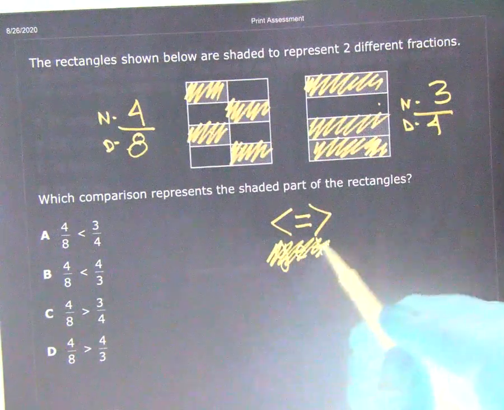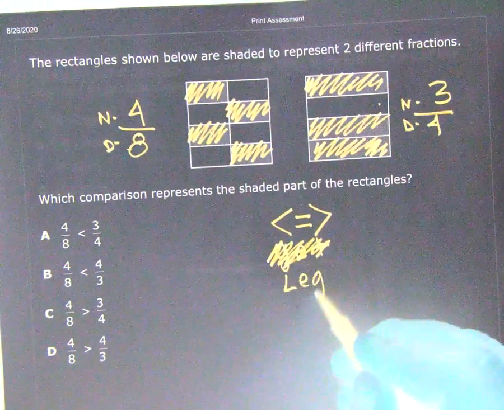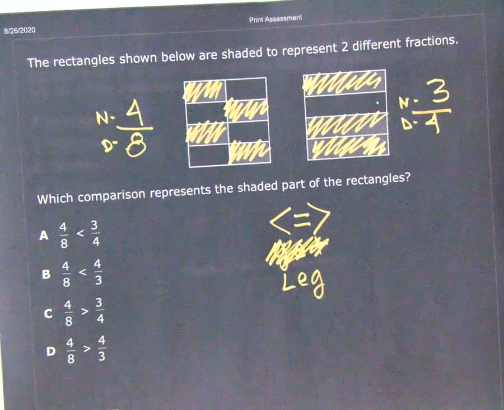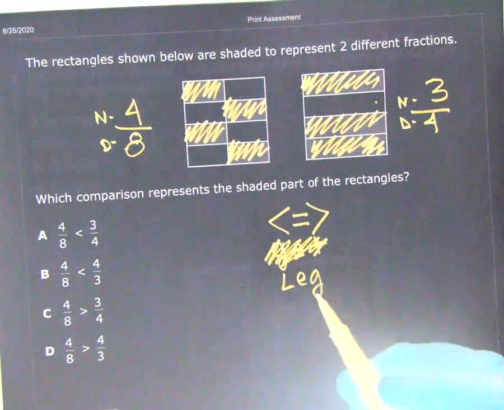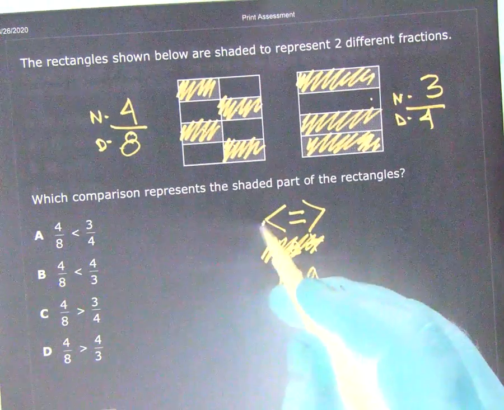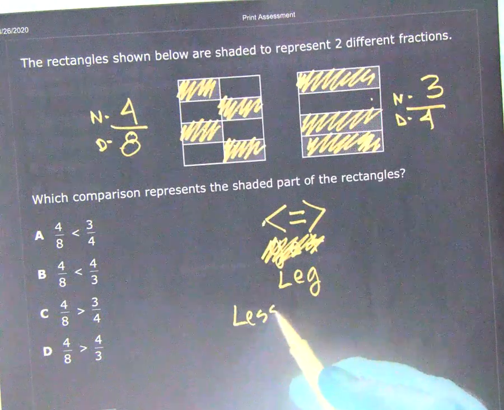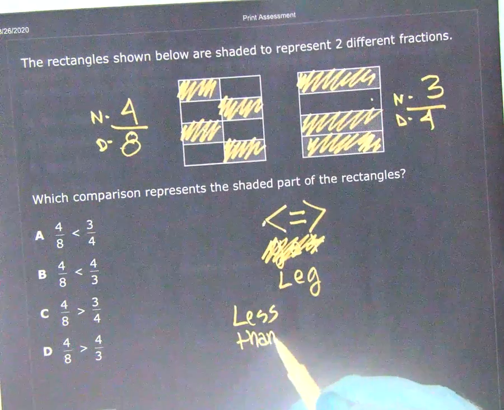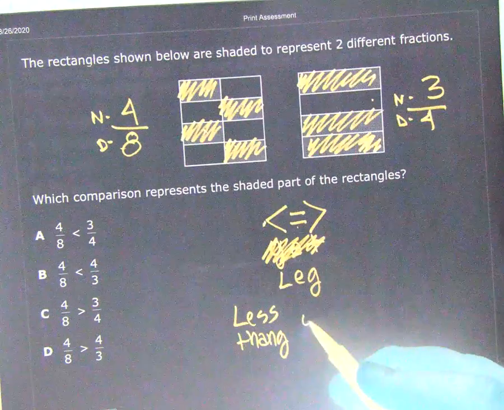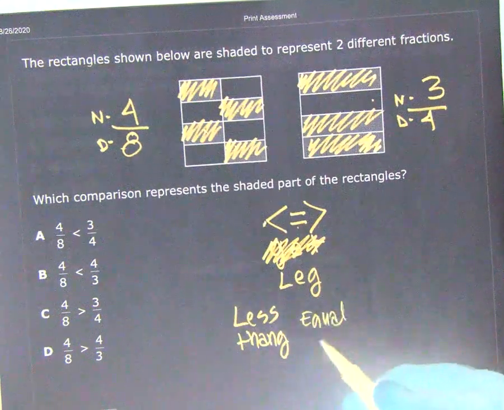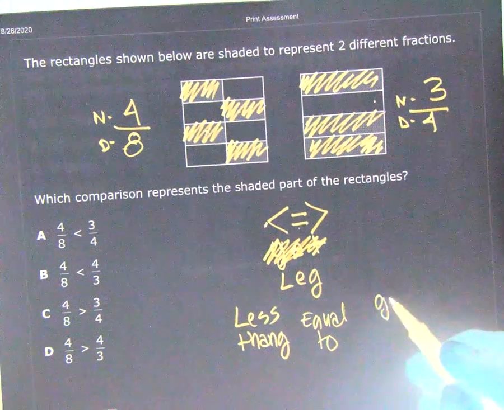I'm sorry. It's the word leg. Apologies. I lost my mind for a second there. It's leg, L-E-G. This one is less than. I was like, what is get is for something else. I knew that was right. This one is equal to. And this one is greater than.